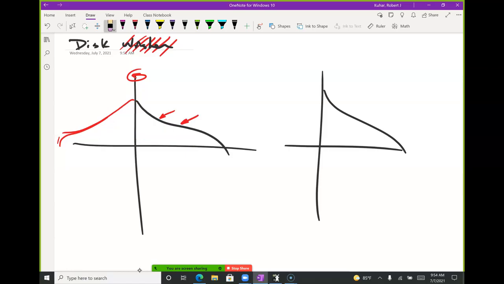But the key here is that shells are parallel, disks are perpendicular. So if I'm rotating here, there's half of my coin. You can see it, half of my coin. When I rotate that rectangle around, I get the whole coin, right?